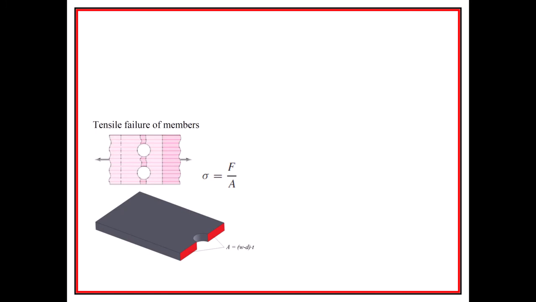And so for this, the area is simply going to be W times D, minus D times T. And we might even want to extend this and say that the area is going to be the width minus N, which is the number of bolts, times the diameter times the thickness.